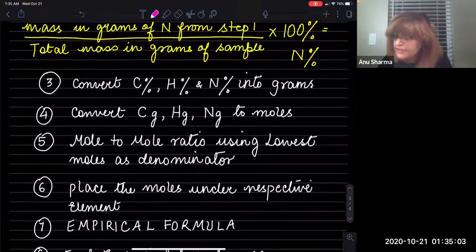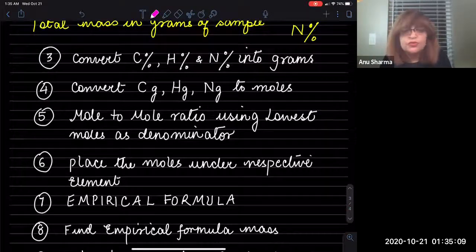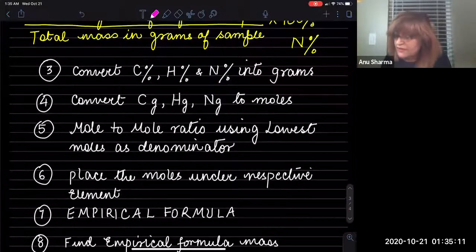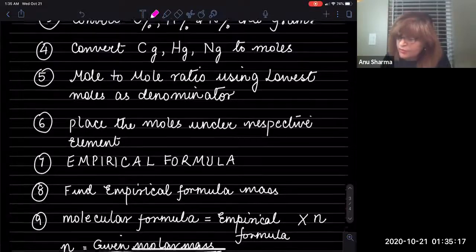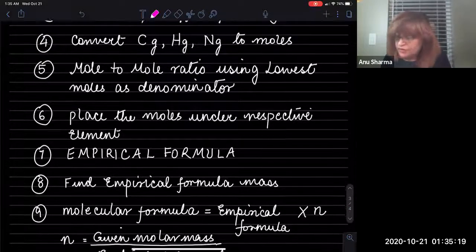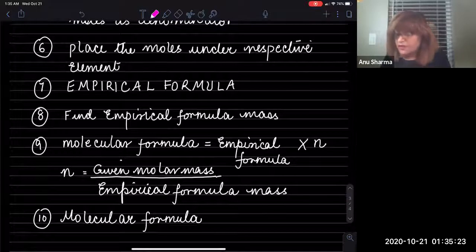Now we know percentage is 100 and there are small parts to it, so you convert these percentages to grams. In other words, if you get 2% carbon, it would mean 2 grams of carbon. Similarly, you convert these grams to moles. Next, you do the mole to mole ratio. Then you place the moles under the respective elements and you get the empirical formula.